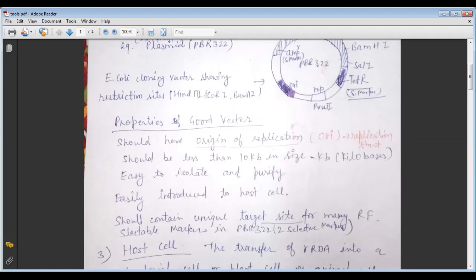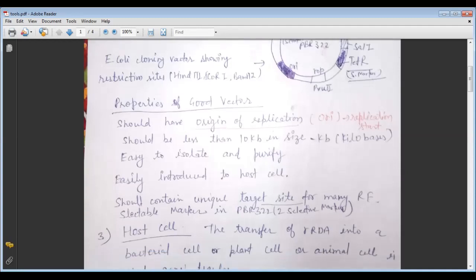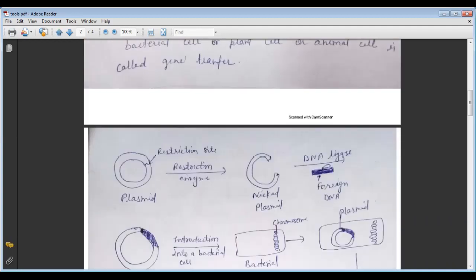It means ORI represents the place where the replication starts, and it should be less than 10 kb in size, that is kilobase, so it is easy to isolate or purify and easily introduced into the host cell. And the selectable markers in pBR322, there are two: one is ampicillin and the other is called tetracycline.